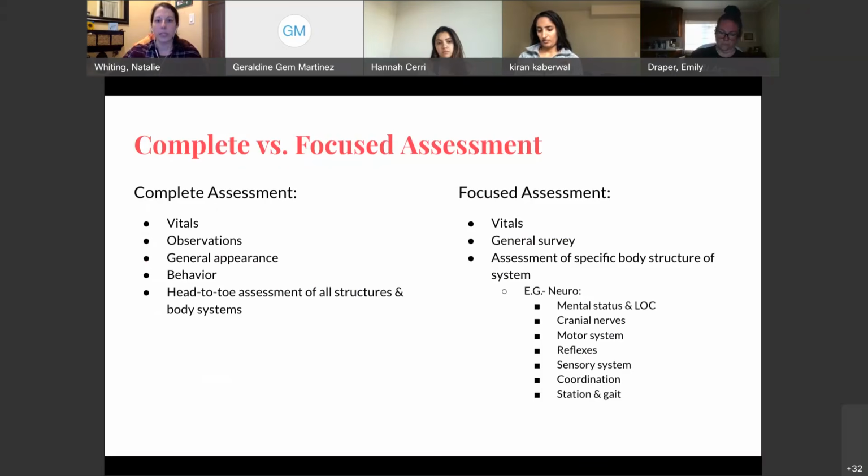So complete versus focused assessment, we touched on this a little bit, I think last week or the week before. A complete assessment is vitals, observations, a general appearance, their behavior we look at, and we observe that. Head to toe assessment of all the structures and body systems. So it's really a general overview of everything. A focused assessment is you're going to have your vitals, you're going to do a general survey, so you're going to look at them and just make sure you're doing a once over.